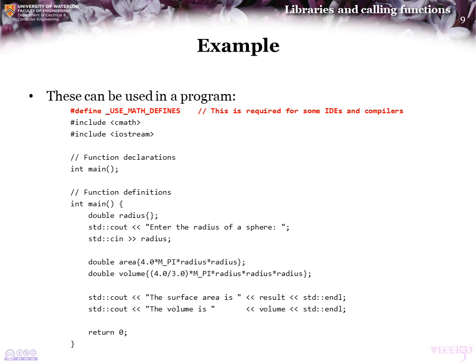Now, we have a program here which we authored before. We query the user for the radius of a sphere, and we store whatever value the user gives us in a local variable radius. We then declare a local variable area, and we initialize it with the result of the calculation 4 times pi times the radius squared. Similarly, we declare a local variable volume and initialize it with the value 4/3 pi r cubed.